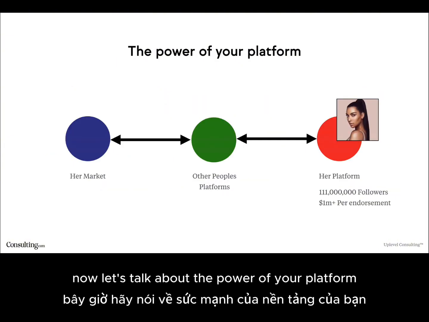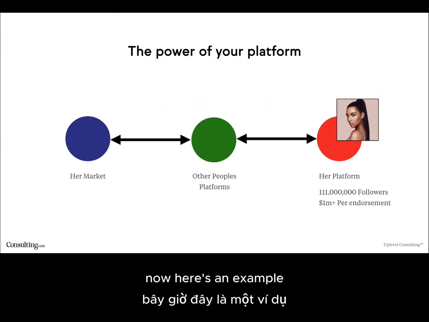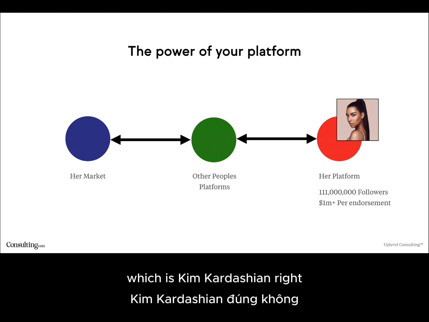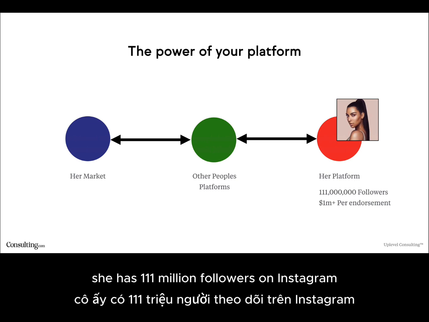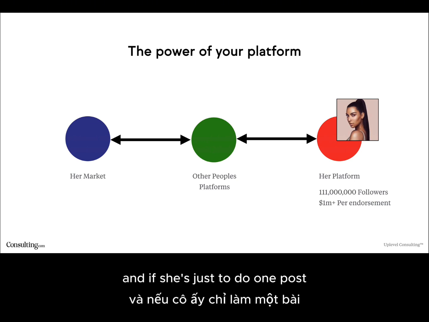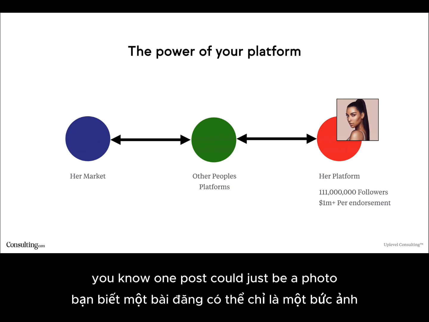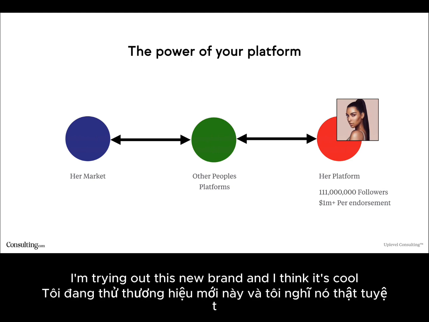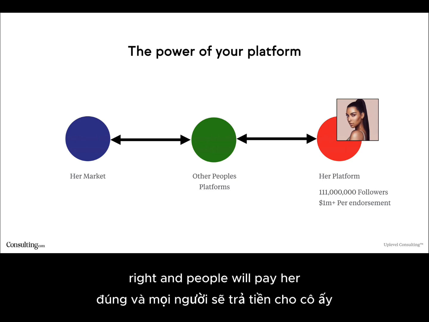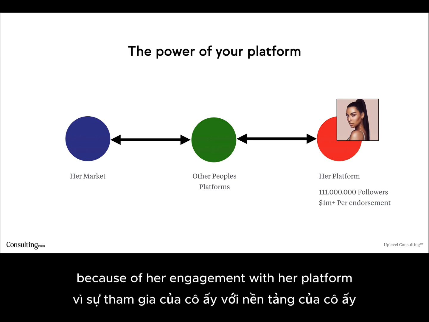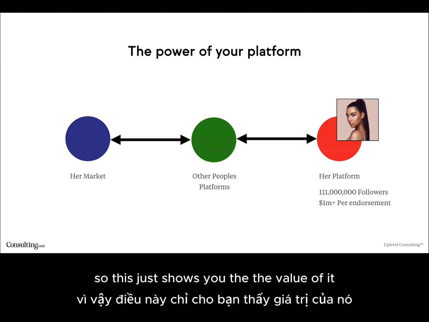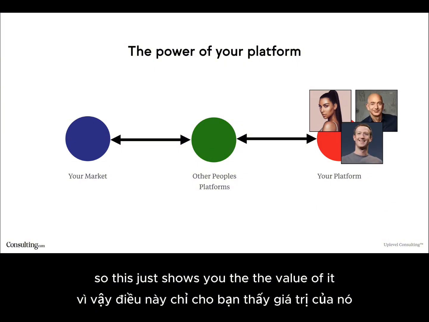Now, let's talk about the power of your platform. Here's an example: Kim Kardashian. As of right now, when I'm recording this video, she has 111 million followers on Instagram. If she does just one post, it could just be a photo, and all she has to say is, "Hey, I'm trying out this new brand and I think it's cool." And people will pay her $1 million or more to post that because of her engagement with her platform and how big it is. So this just shows you the value of it.